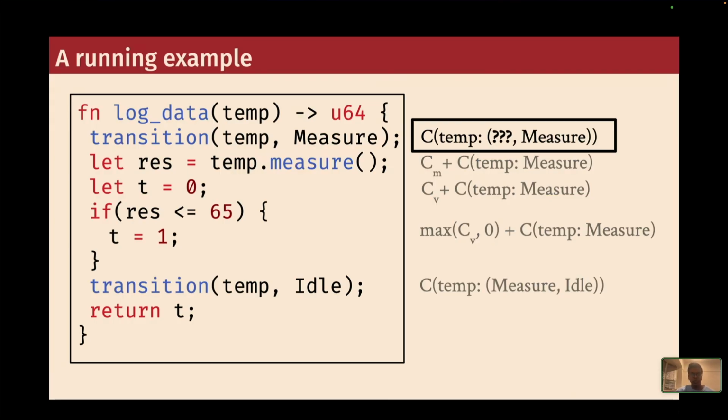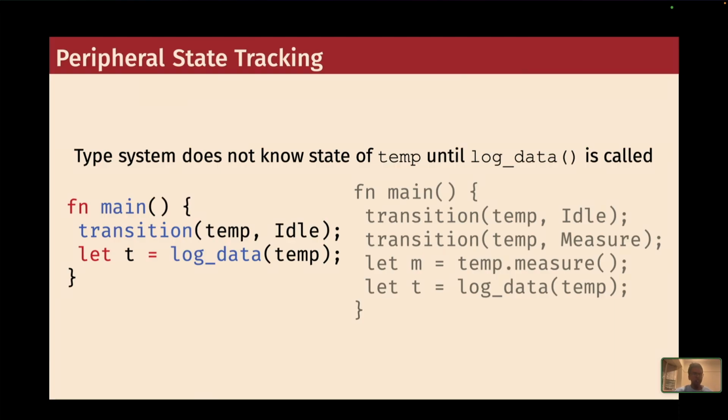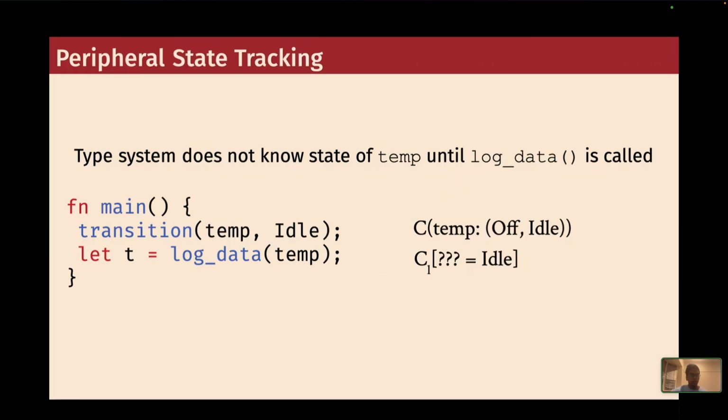But notably, you might notice, we have no insight on the initial state of the temperature sensor at the start of this function. And this is important because we want to support calling such a function in multiple different contexts. So let's look at some examples. So we have two examples here. And in the first example, we start out by just simply turning on the temperature sensor by transitioning to the idle state, and then immediately call log data. Here, we only have one additional transition to keep track of, and so we can tell immediately that at the start of this function, the sensor is in the idle state.